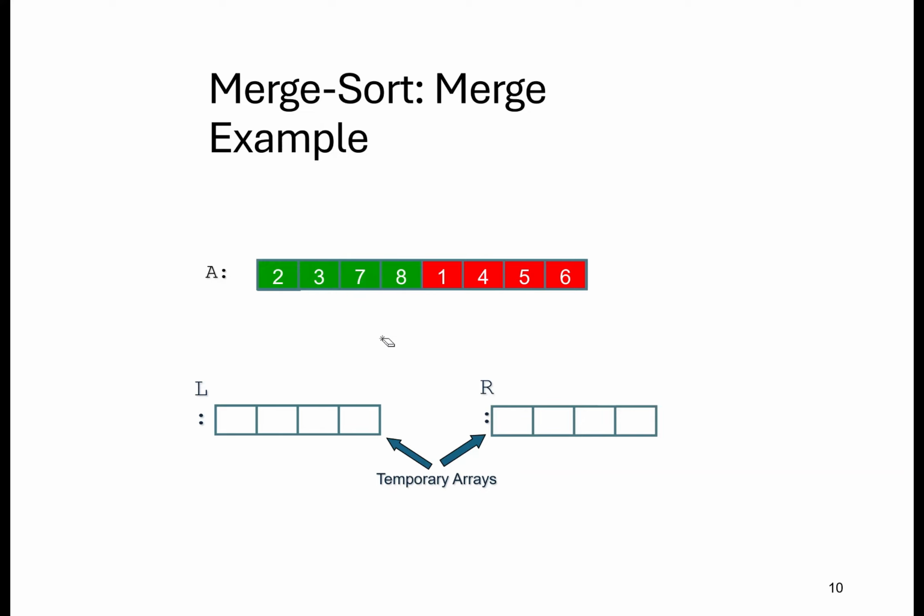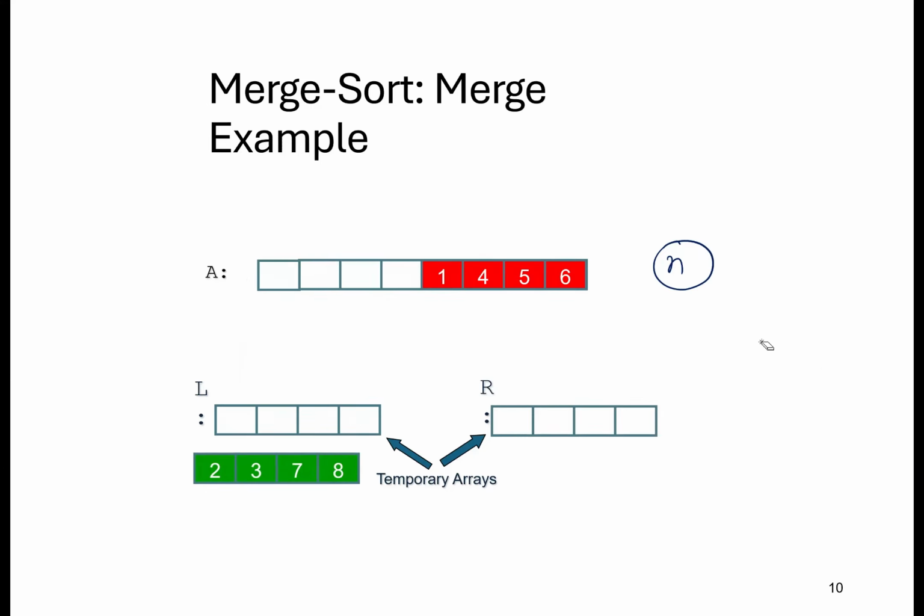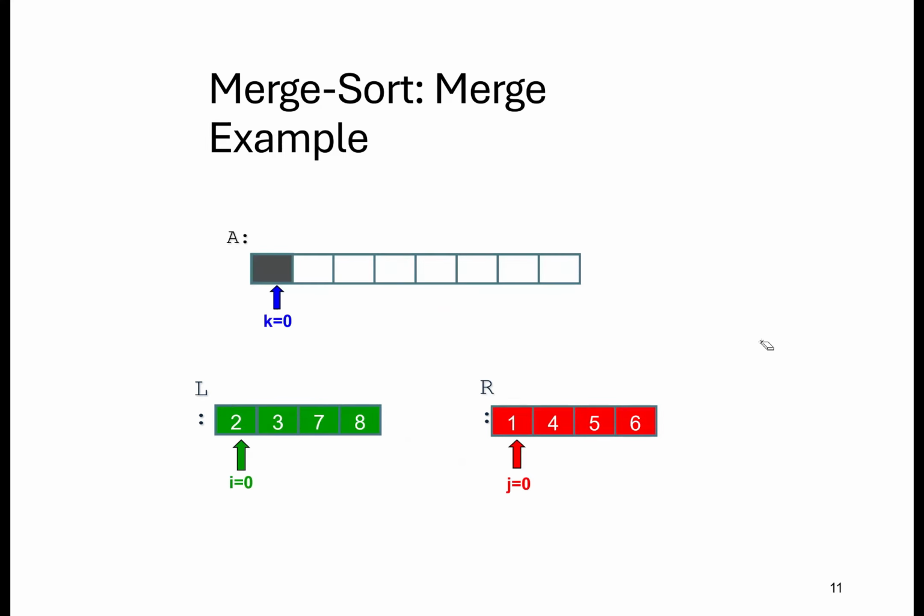How much extra memory do you need? If this is the size of the array, we need n over 2 here and n over 2 here. So in total, we need n memory, the same amount of memory. So what we have to do is take this extra space, copy the first part into one of them and the second into the other, right?